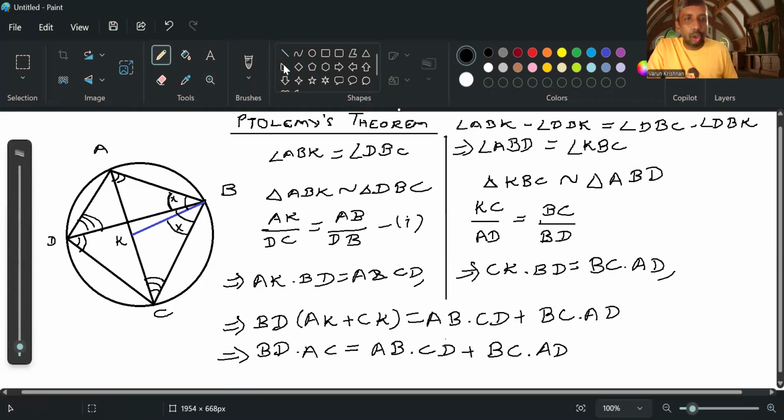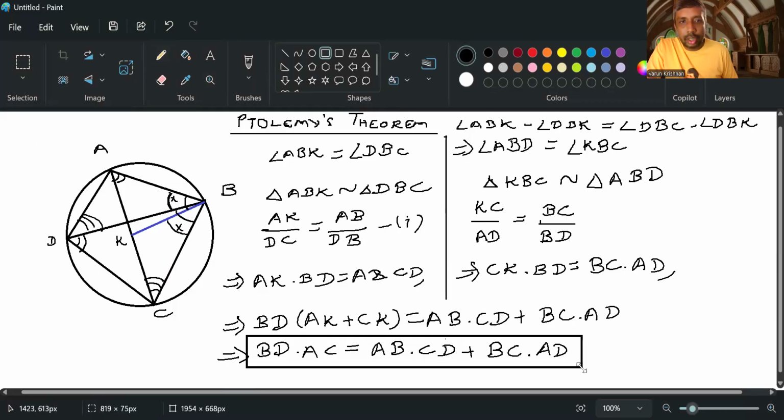This is what Ptolemy's theorem states: for all cyclic quadrilaterals, the product of the diagonals will be equal to the sum of the products of the opposite sides. It's not a theorem which is generally required to solve questions in most aptitude-based examinations. It's a slightly advanced level theorem, but it's still a very classical geometry theorem, which is true for all cyclic quadrilaterals.